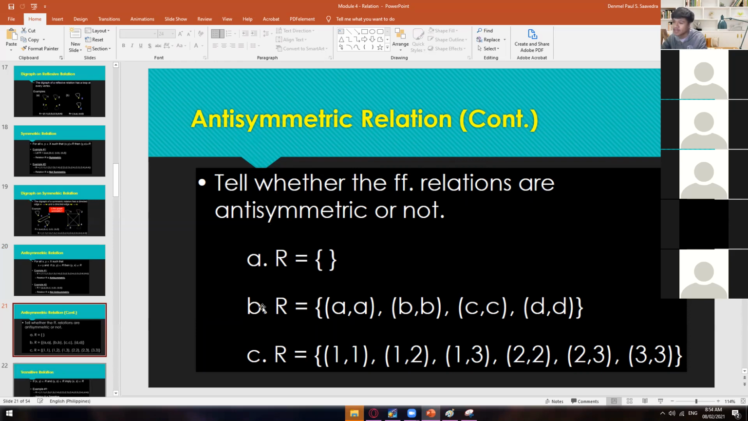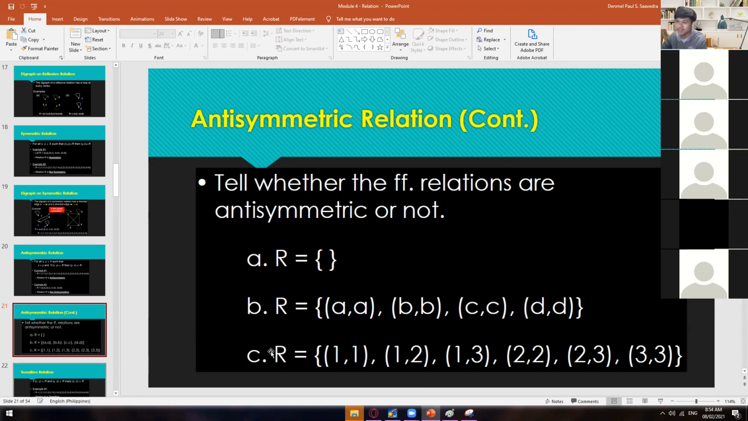How about letter B? Is this antisymmetric or symmetric? Not antisymmetric. So it's not antisymmetric, it's symmetric. So they are just the same. How about letter C? This one is antisymmetric, because as you can see right here, we have 1, 2, but we don't have 2, 1. Right? So this one is antisymmetric.